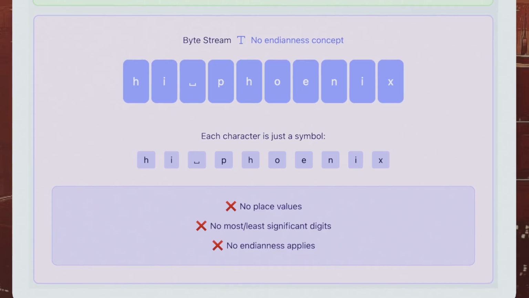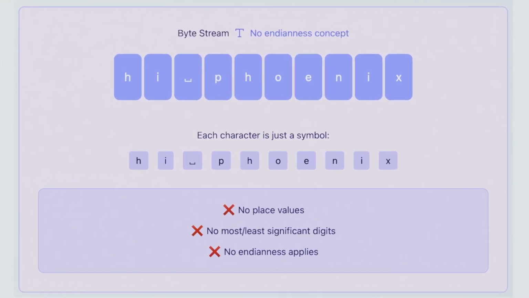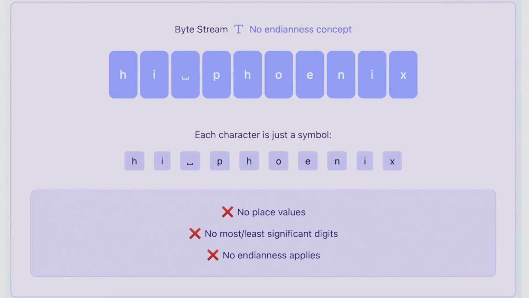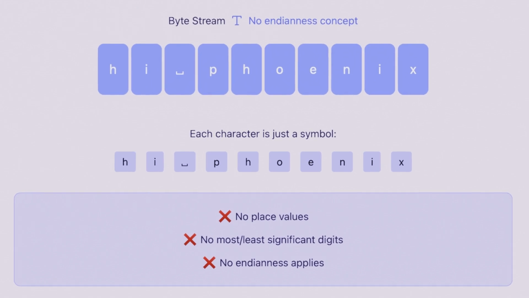In contrast, a byte stream is analogous to a text string like Hi Phoenix. Since no numeric values are involved, there's no concept of most or least significant digits, and therefore no endianness to consider.